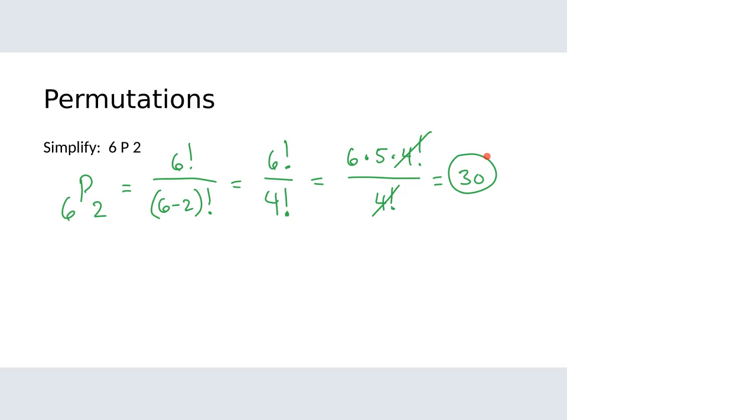If I had a permutation of 6 things taken 2 at a time, there'd be 30 different ways that those things could be ordered or arranged. If you have any questions on that, please let me know. Otherwise, we're going to move on to combinations. That's our third topic for today.